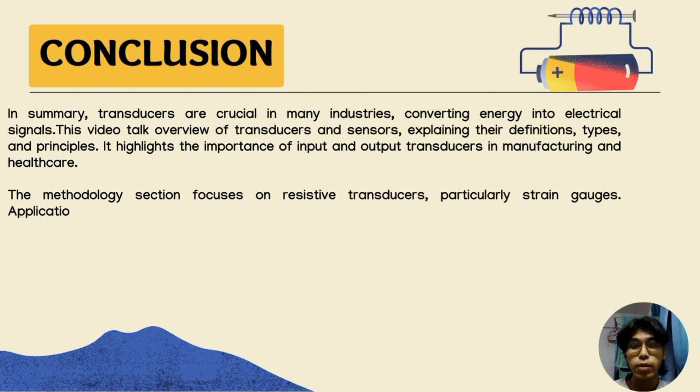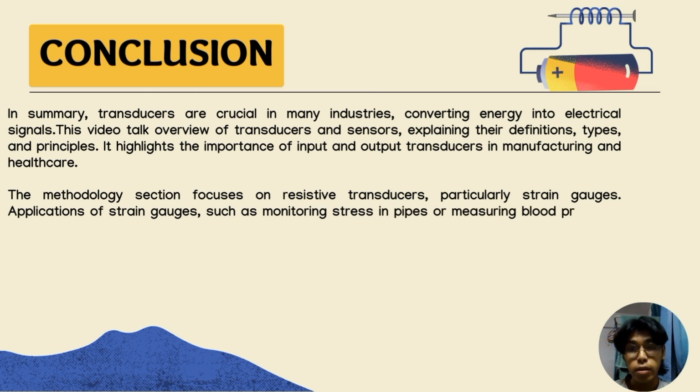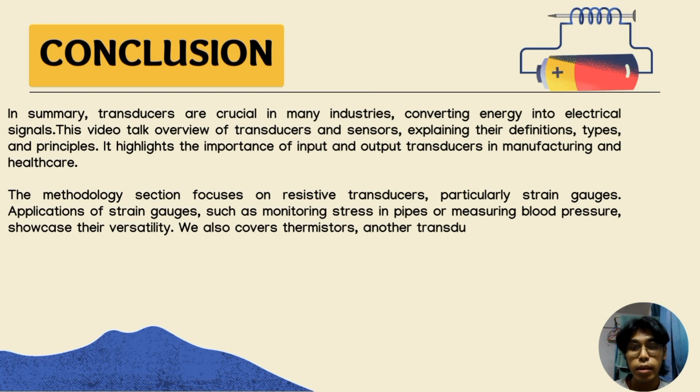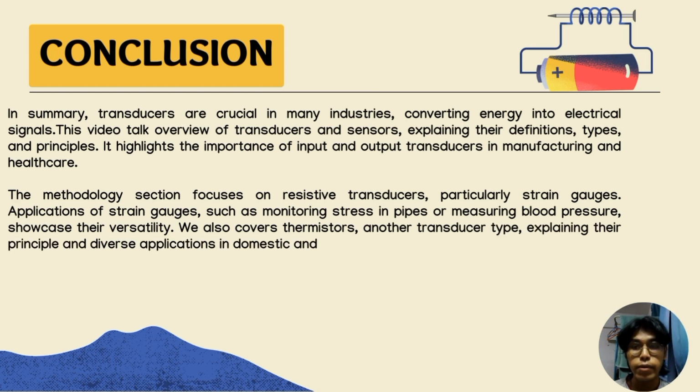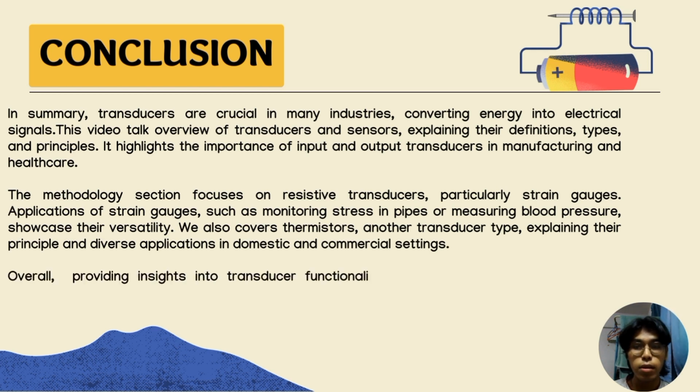So the methodology of these video sections focuses on resistive transducers, particularly strain gauge. Applications of strain gauge, such as monitoring stress in pipes or measuring blood pressure, showcase their versatility. We also cover thermistors and other transducer types, explaining their principles and diverse applications in domestic and commercial settings. Overall, providing insights into transducer functionalities and applications will achieve our objective.